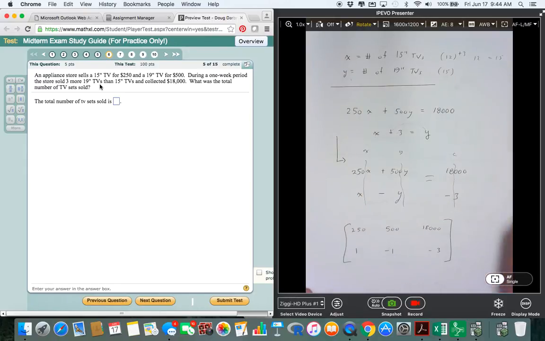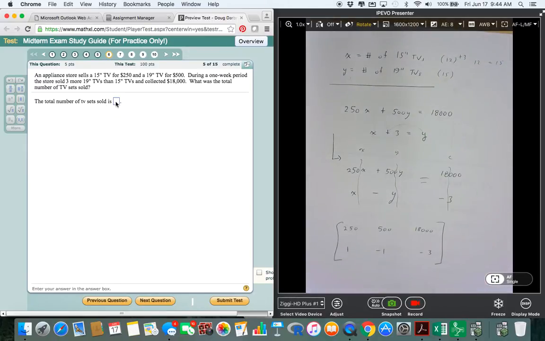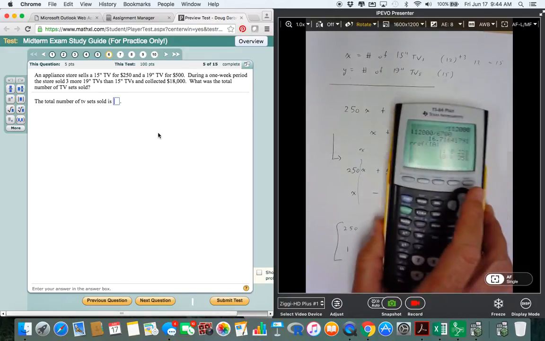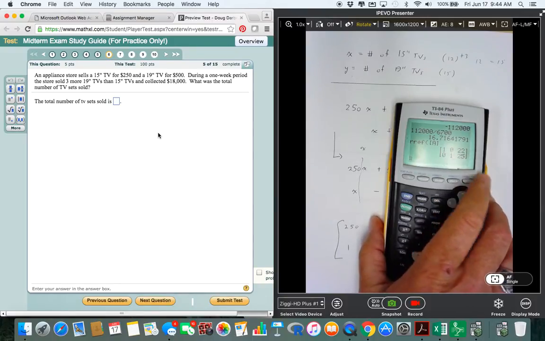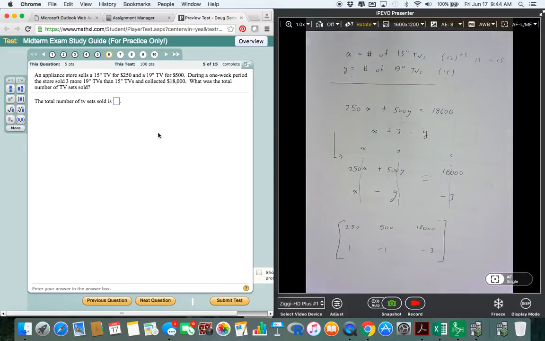22 and 25. So the total number of TV sets sold is what? Well, if I sold 22 15-inch and 25 19-inch, well, I've sold a total of 47 TVs.